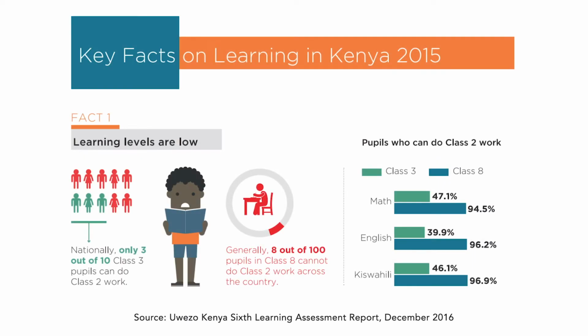As a result, 7 out of 10 Class 3 students cannot complete Class 2 work. Most students in the classroom cannot read or write English, which is the national language of instruction. Because of this disparity, many students do not develop essential skills in reading or writing.